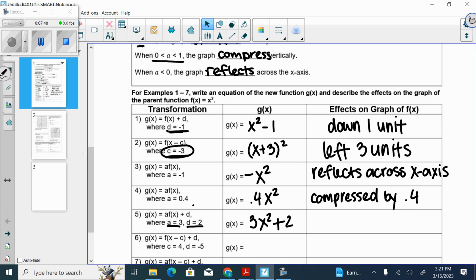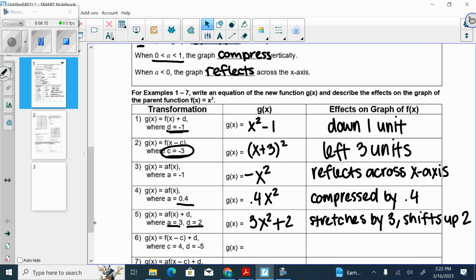All right, so what did the big 3 in front do? So we said here that the small 0.4 compressed it. So what would a big 3 do? Stretch it. Good. So it stretches by 3. And what does that 2 make happen, where d equals 2? Up. Good. Shifts up 2. Good.